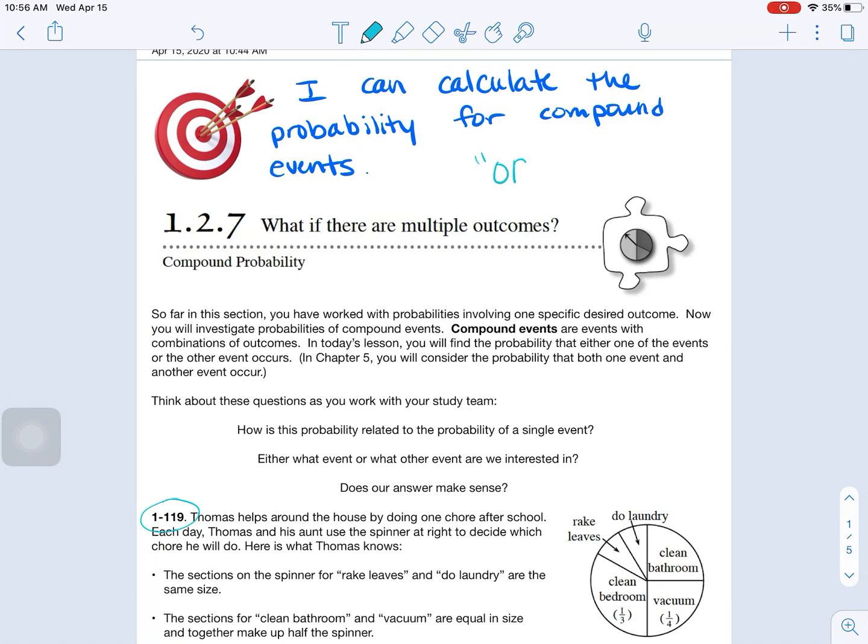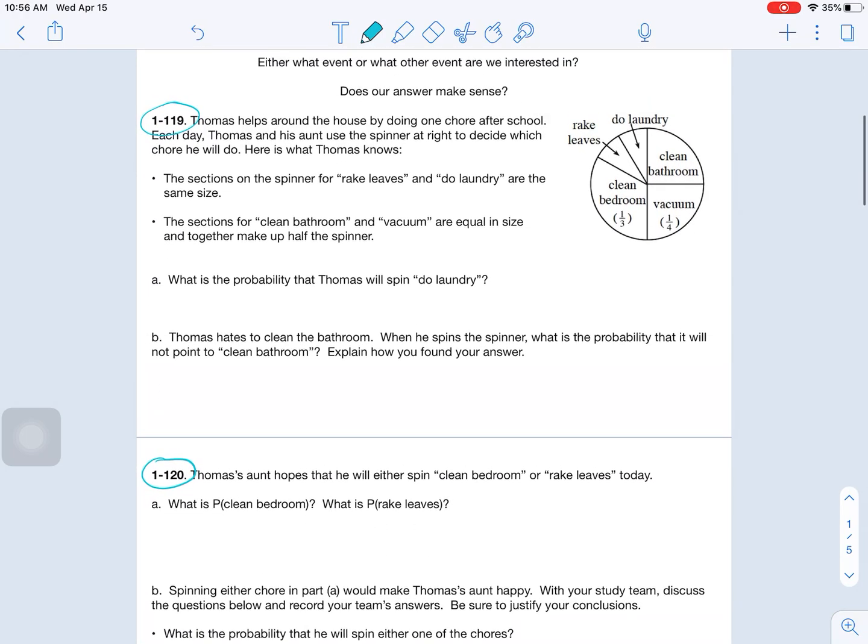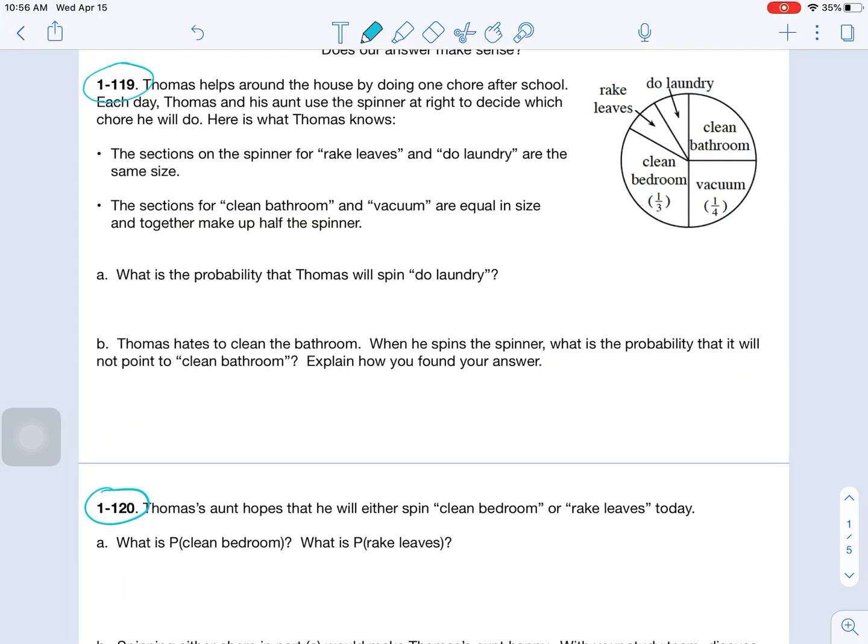Our keyword today, and this sounds super simple, is going to be or. We're not doing compound events yet with the word and, because that is something different. Or means this could happen or this could happen. How do I find the probability that either of those things could happen? We're going to solve that today. So if we jump right into problem 119, make this just a little bit bigger.